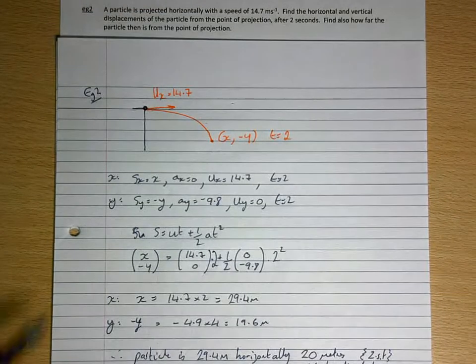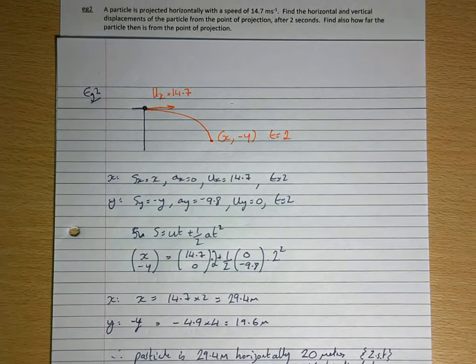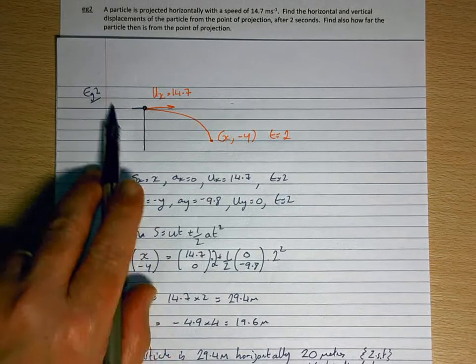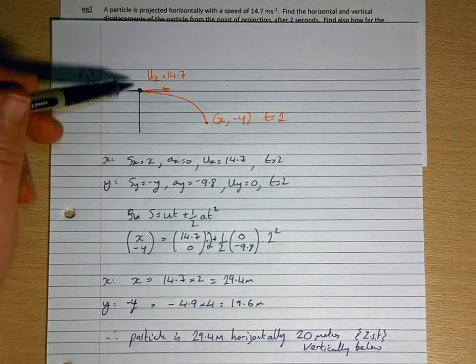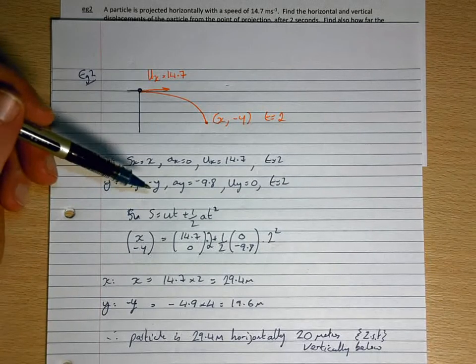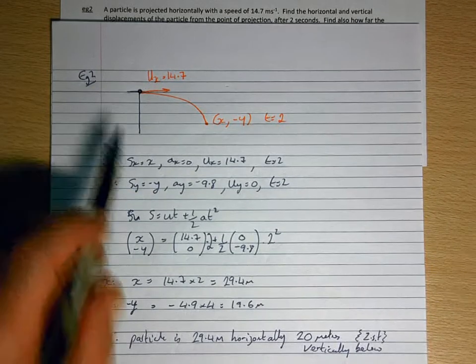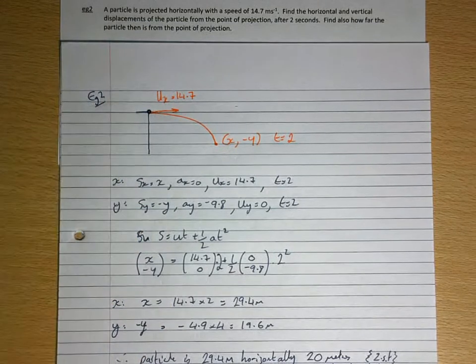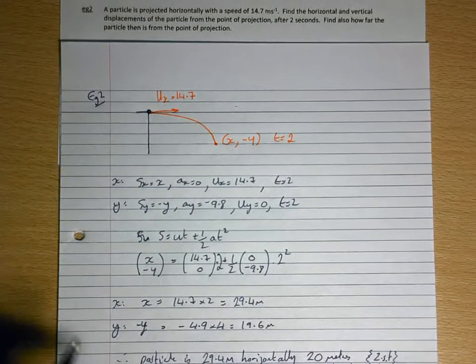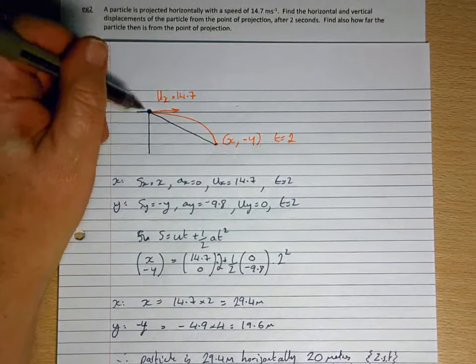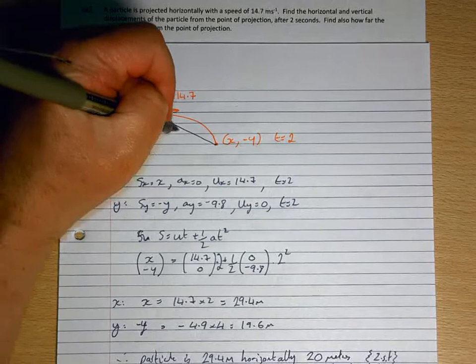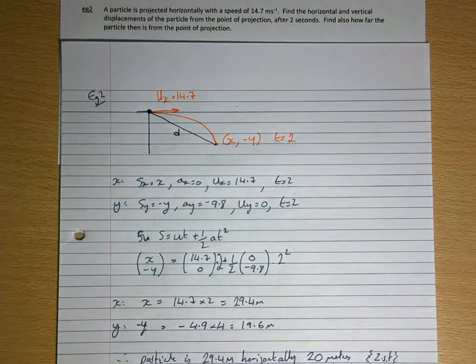Okay. Find also how far the particle is then from the point of projection. So you may wonder, well, we've just done that. We know it's 29.4 horizontally and 20 meters vertically. What they actually want in order to find out how far it is from the point of projection is a direct line from the point of projection to where it is. So they're looking for this distance d.